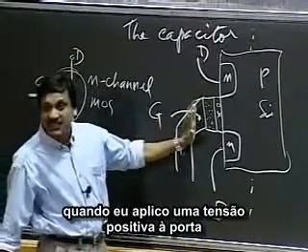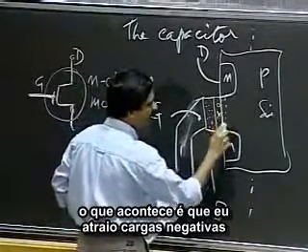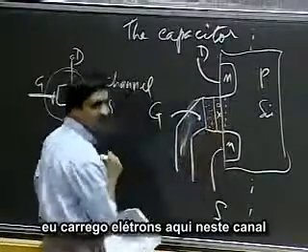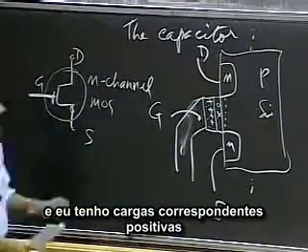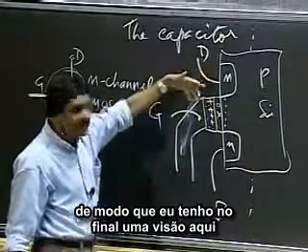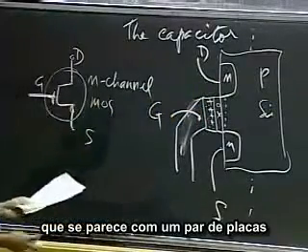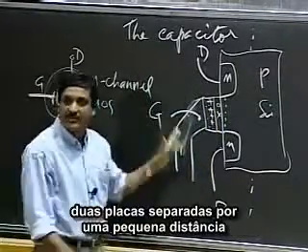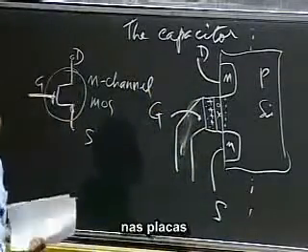When I apply a positive voltage to the gate with respect to the substrate, what happens is that I draw up negative charges, draw up electrons up here into this channel region, and I have corresponding positive charges out here, so that I get a view here that looks like a couple of plates. It's a couple of plates, and I end up with an oxide in the middle. There's no connection. Two plates separated by a small distance, with plus Q and minus Q on the plates.